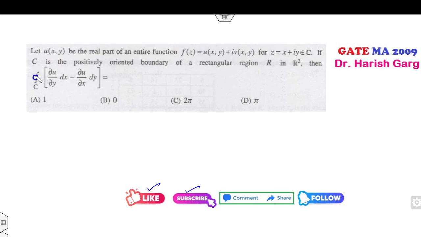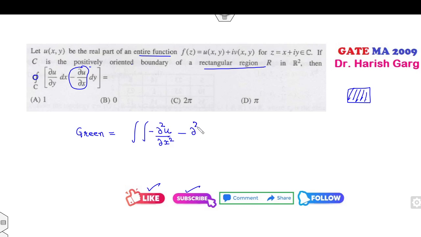Again, you can see this is a line integral. Fine. So what is the reason? It's a positively oriented rectangular region R. So it's definitely a closed curve, a rectangular region, and these are my entire functions. So what is the Green theorem? Double integration of the partial derivative of this with respect to x, minus the partial derivative with respect to y, dx dy. I can take the minus as common, which is del square u upon del x square plus del square u upon del y square.